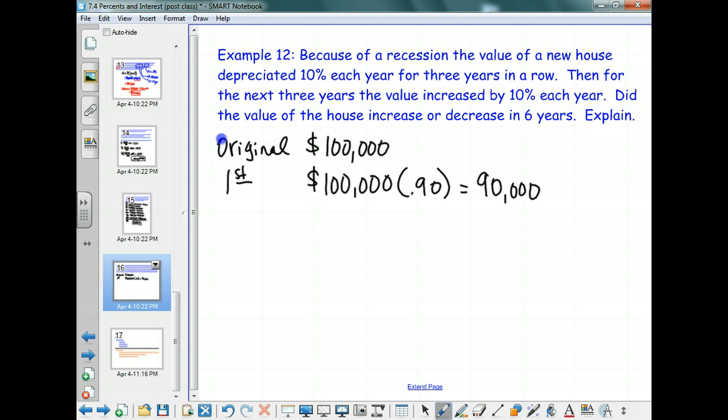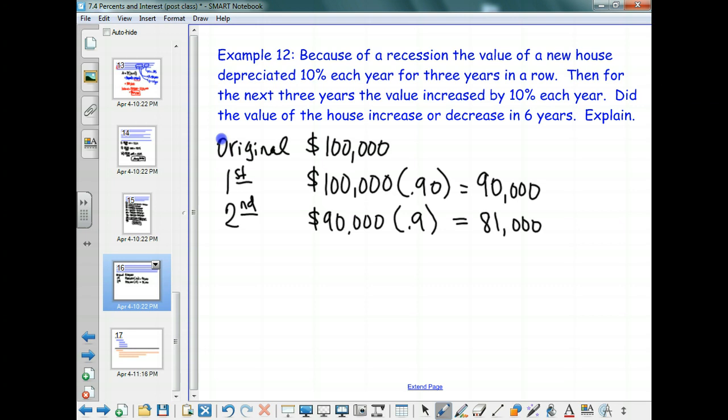All right, but it's going to do it again, right? After the second year, it decreases another 10%. So I'm going to take my 90,000 and multiply it again by 0.9. What's it going to become? How about 81,000? That's what I meant. Okay, that's what I thought.